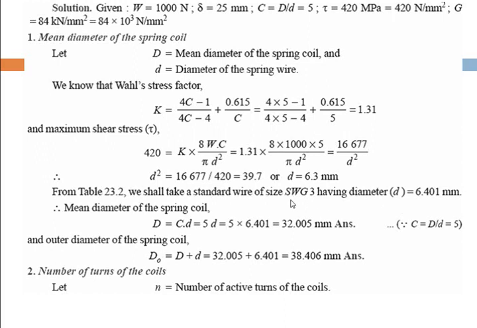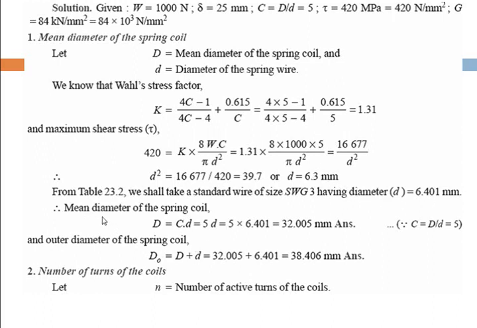This SWG3 will be grade 3, SW will be spring steel wire. There are two types, SW and VW. SW will be spring steel wire and VW will be valve spring wire. This SWG3 will be 6.401, okay, for the similar data.